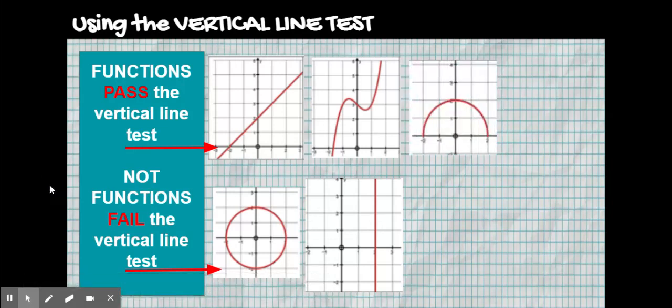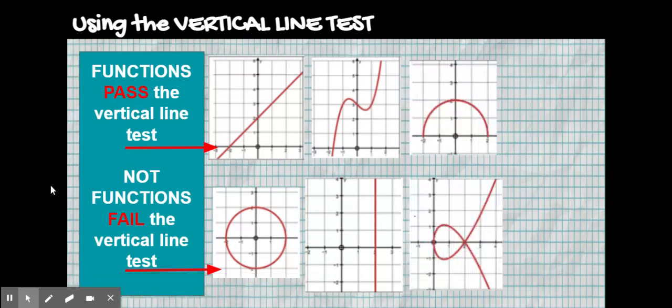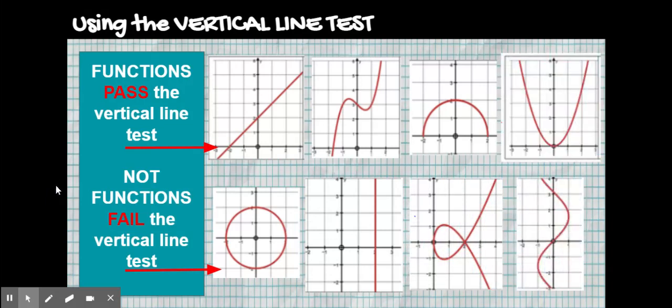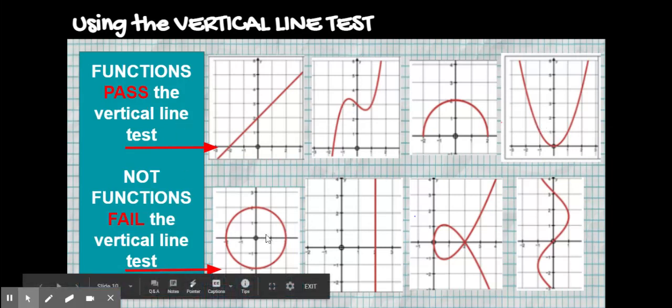Here's one that passes. Here's one that fails. Here's one that passes. Here's one that fails. So the reason why I did this is because it doesn't always have to be a straight line to be considered a function. It can be many different looking lines or graphs. It just can't repeat its x values. And the four across the top have no repeating x values, while the four across the bottom have multiple repeating x values. And that's the difference.